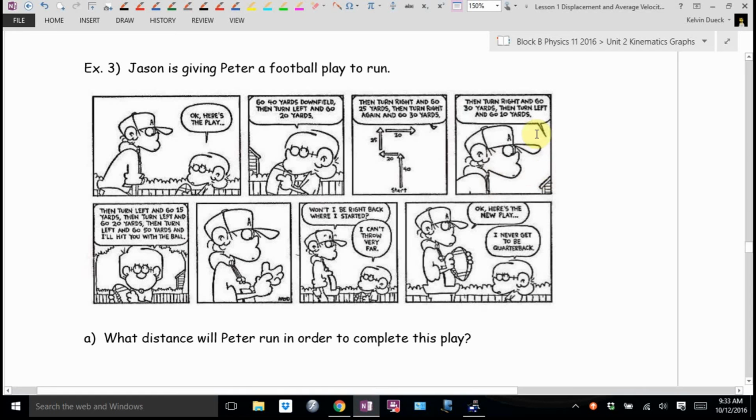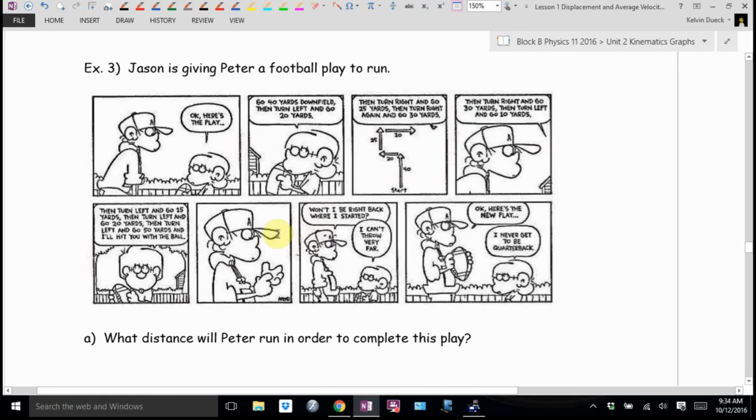Jason is giving Peter a football play to run. So Jason says, okay, here's the play. Go 40 yards downfield and turn left and go 20 yards. Then turn right and go 25 yards. Then turn right again and go 30 yards. Then turn right and go 30 yards. Then turn left and go 10 yards. Then turn left and go 15 yards. Then turn left and go 20 yards. Then turn left and go 50 yards. I'll hit you with the ball.